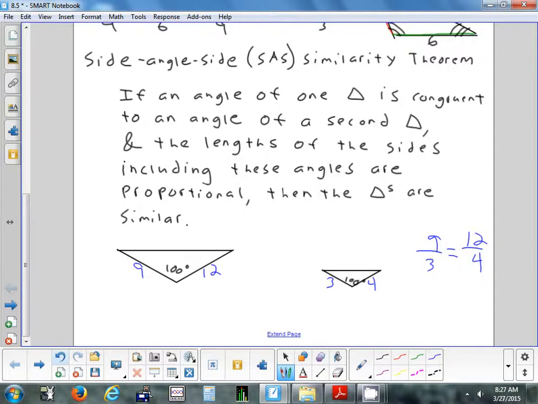If you reduce it, 9 divided by 3 is 3. 12 divided by 4 is 3. So the sides are proportional. And the other thing you got to check is that the angle's the same. 100, 100. Yep. So these 2 triangles are similar. The included sides, included means the ones that make up the angle, are proportional, and the angles are congruent. Okay. Any question on side, angle, side similarity?